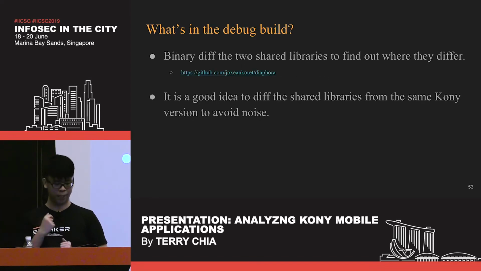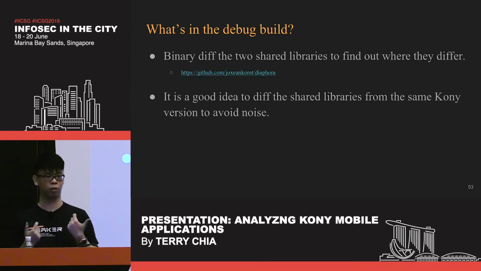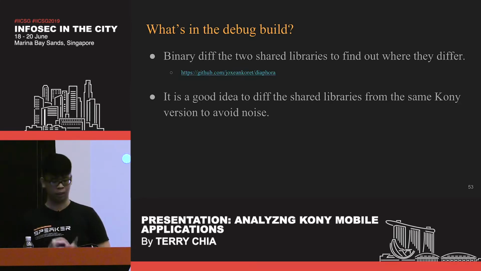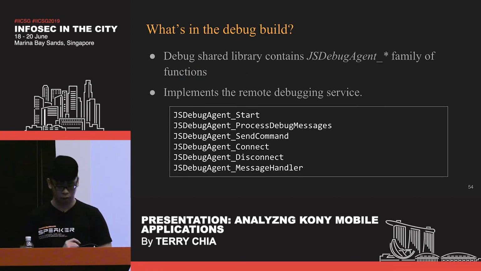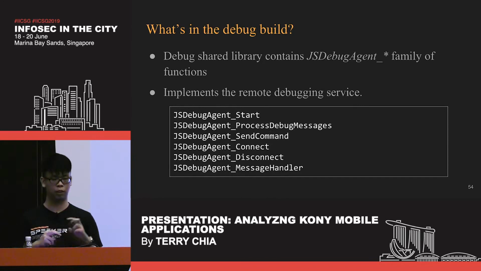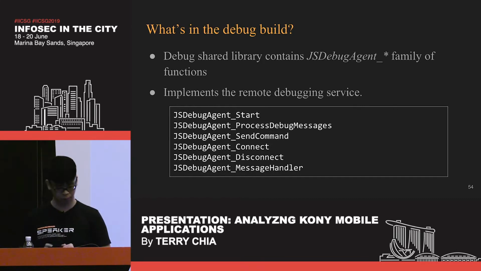So we can binary diff the two shared libraries, using a tool like BinDiff or Diaphora. This is what I did, and what I found was that you need to diff the shared library from the same version of Kony to avoid any noise from, for example, Kony implementing new functions. So what I found was that the debug shared library contains several methods from this JS debug agent family of functions that actually implements the remote debugging service.